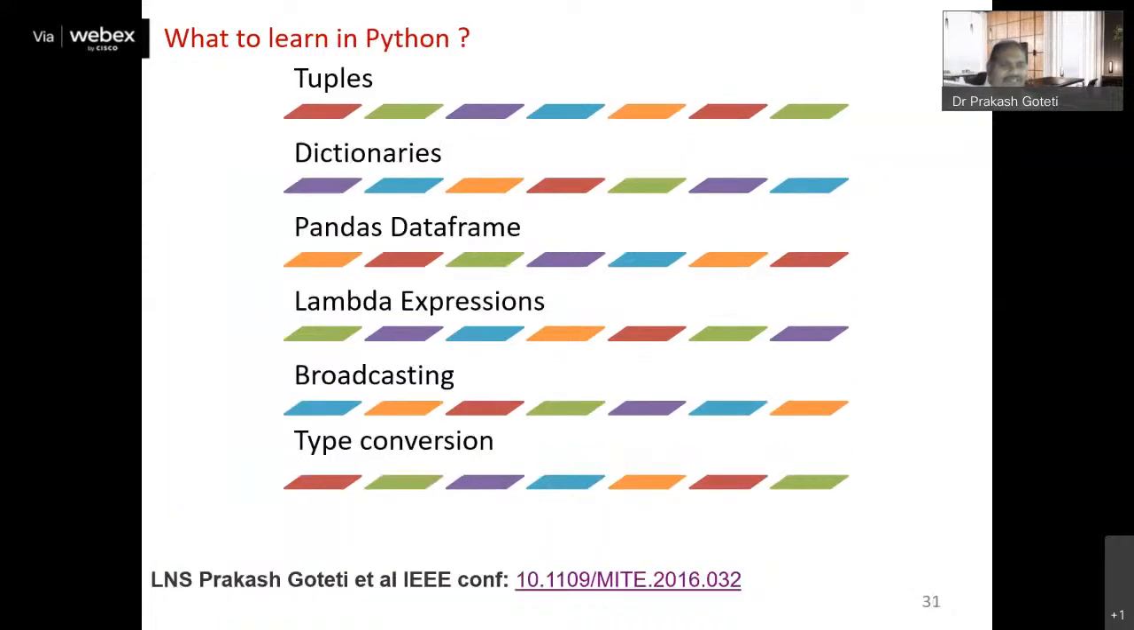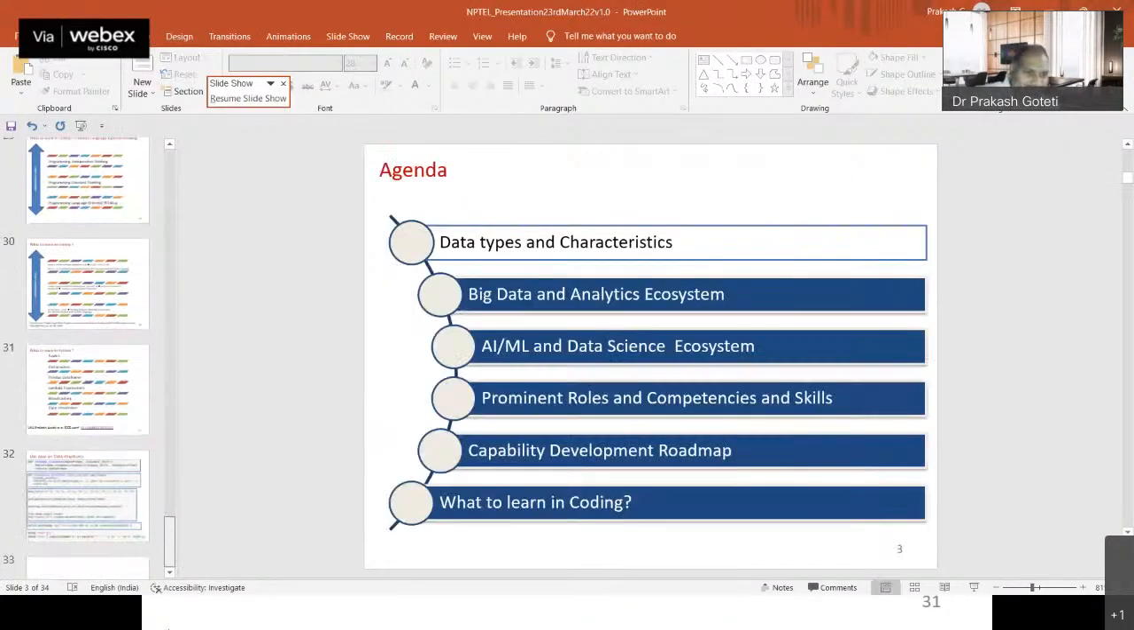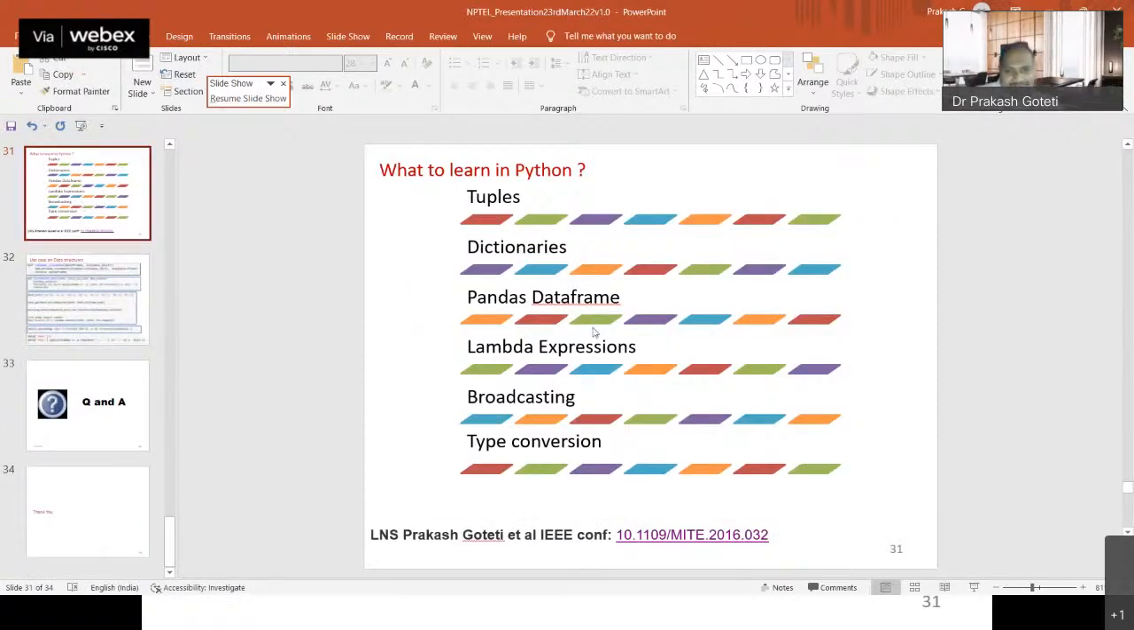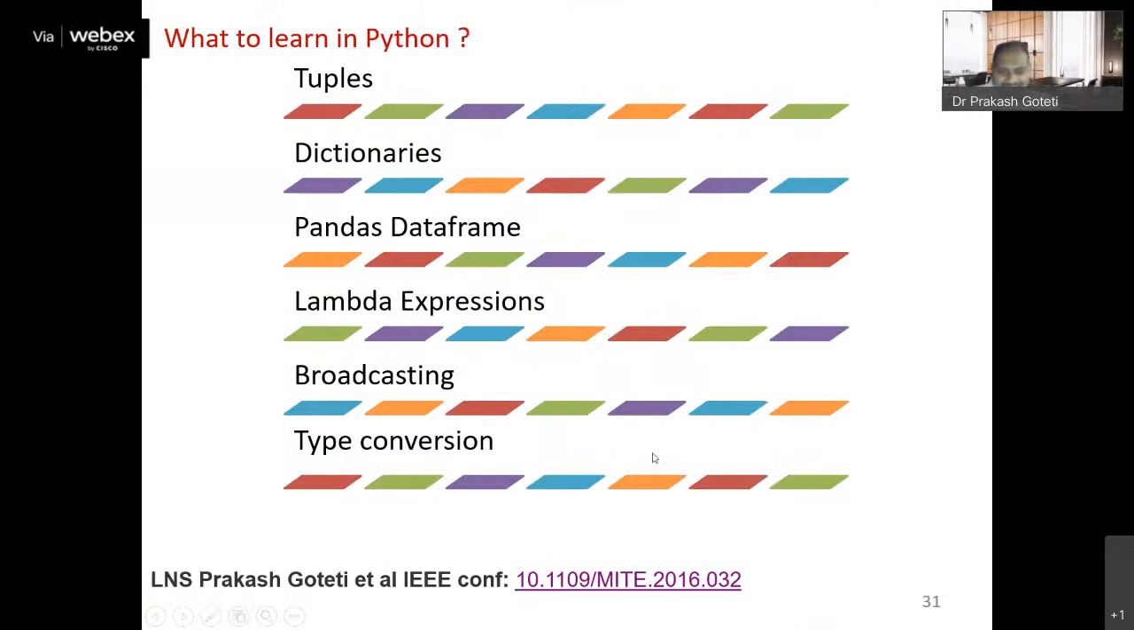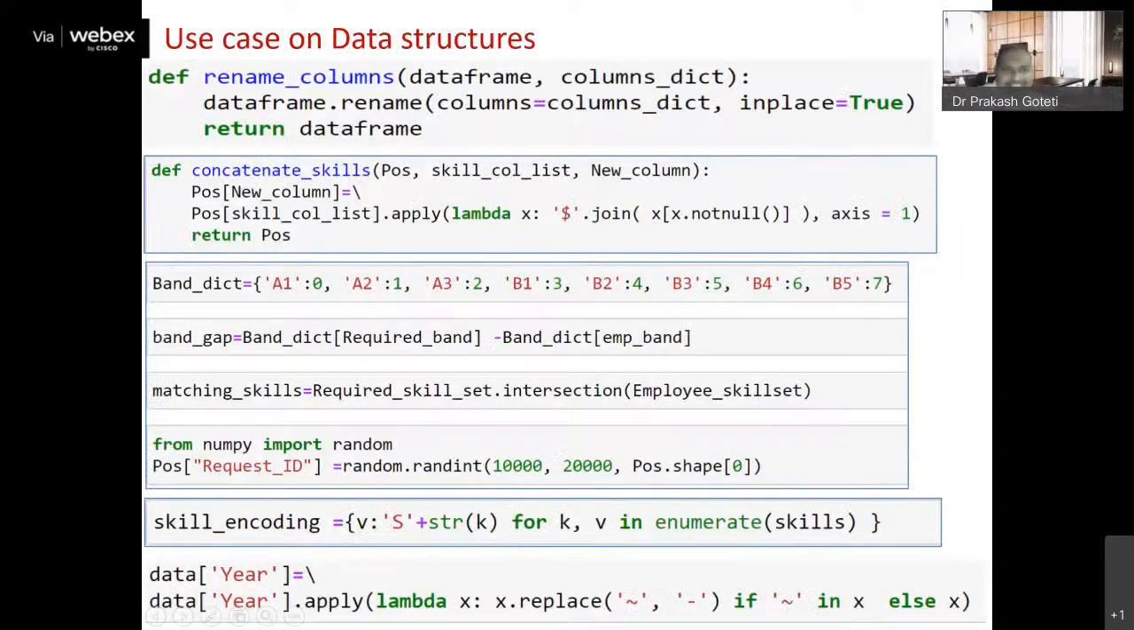So I will show one important thing also. What are the areas we should focus on in Python? I actually published a paper in an IEEE conference, Programming Curriculum Pedagogy in Digital World. Let me go to the last slide. These are the key important things to focus on in Python. Now I will show you some use cases.